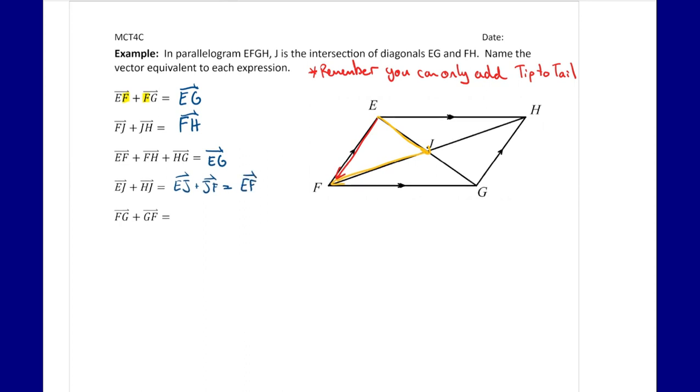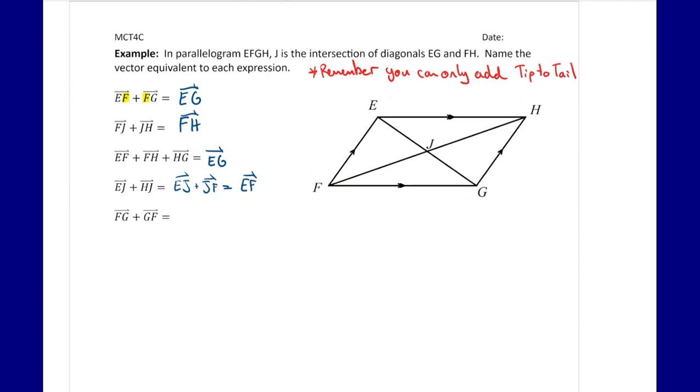I could also look at a similar thing. If it is EF, HJ would also be an equivalent vector. We talked about that in the first unit. Equal vectors are basically the same direction and magnitude. It doesn't matter the location or position. So you could say HG as well would be an equivalent vector, or the resultant as well.